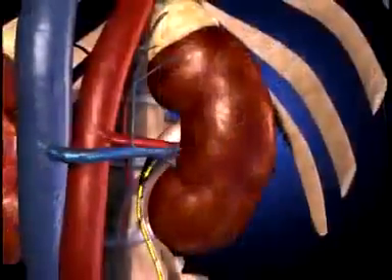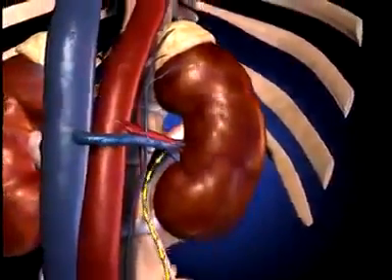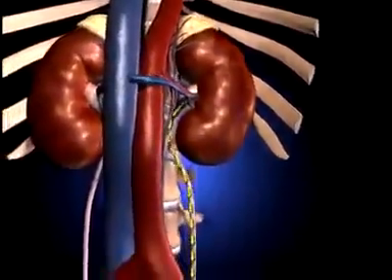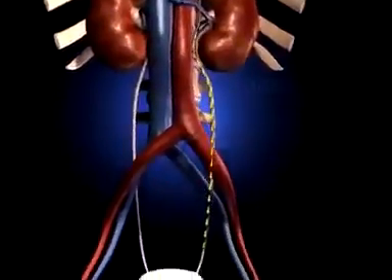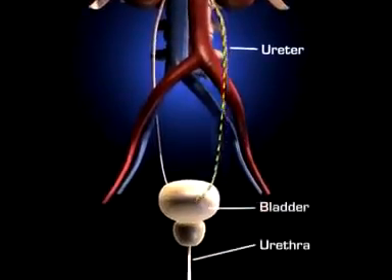The filtrate concentrates in the collecting tubules, then finds its way to the renal pelvis, where it is directed to the ureter, the bladder, and the urethra for elimination.